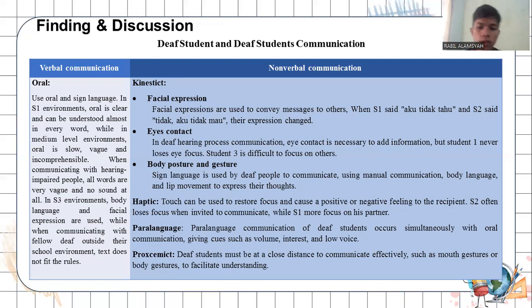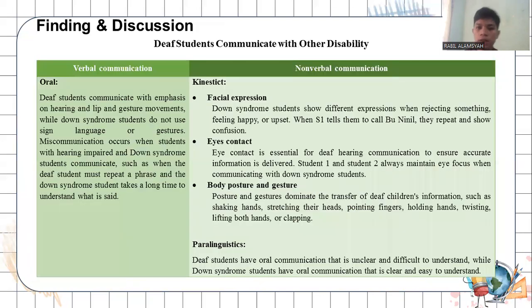Paralanguage communication of deaf students occurs simultaneously with oral communication, giving cues such as volume, intonation, and low voice. Proxemics. Deaf students must be at a close distance to communicate effectively, such as through mouth gestures or body gestures, to facilitate understanding. Now, how do the deaf students communicate with other disabilities?